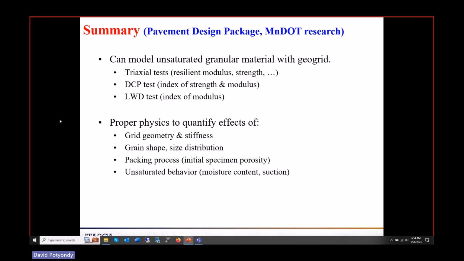We can change the geometry of the grid. We can do triangular grid. We can do rectangular grid. We can change the stiffness of the grid, right? Which is the key parameter that Tensar believes is important to make their grid better.